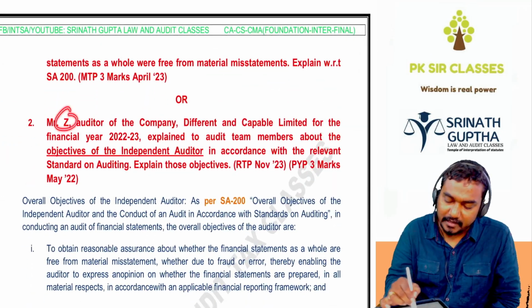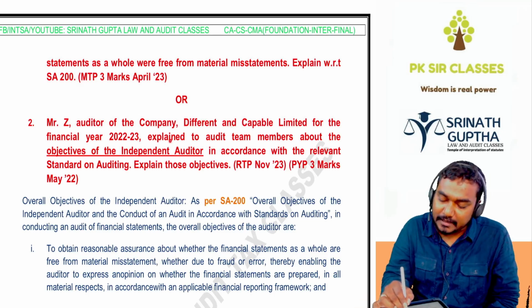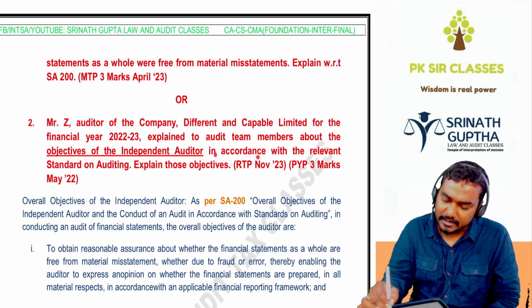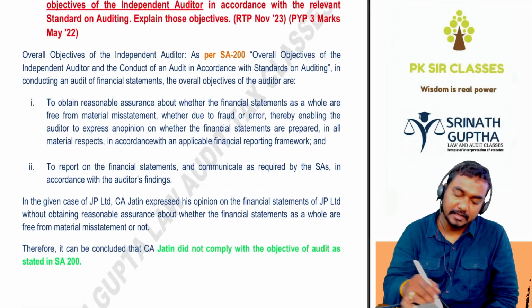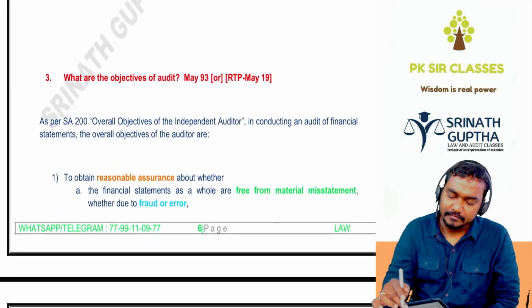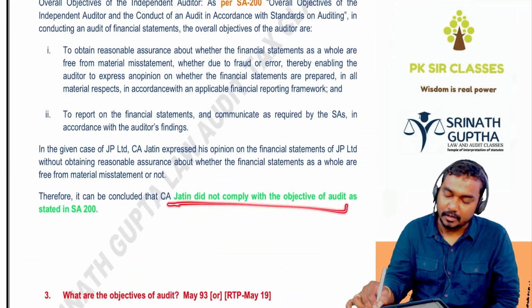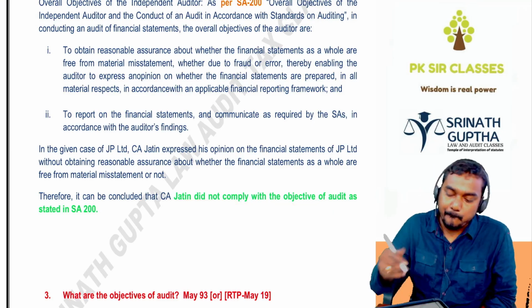Mr. Z, the auditor of the company Different and Capable Limited for the financial year 2023, explained to audit team members the objectives of the independent auditor in accordance with the relevant standards. Explain the objectives of the auditor. What is the objective of the auditor, beta? Write this fully, beta, as per SA 200 and as per SA 240 also. Done? So Jatin is not complying with the objectives of auditing as per SA 200. Clear?